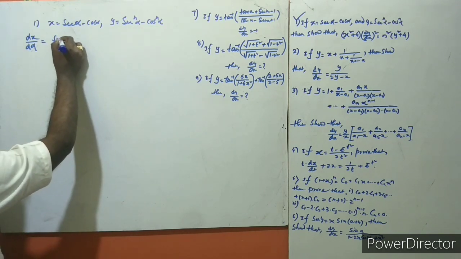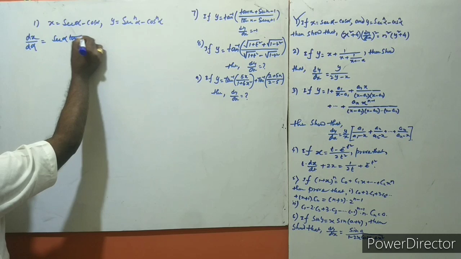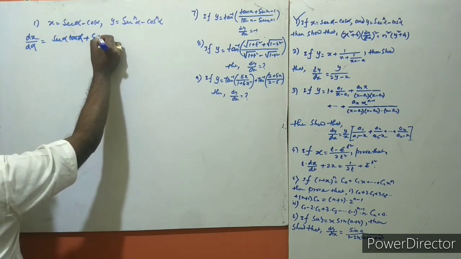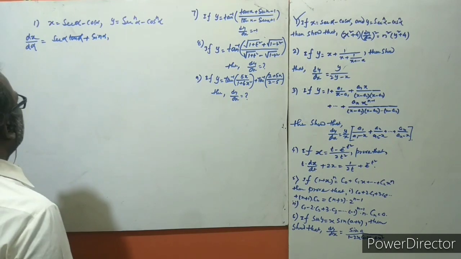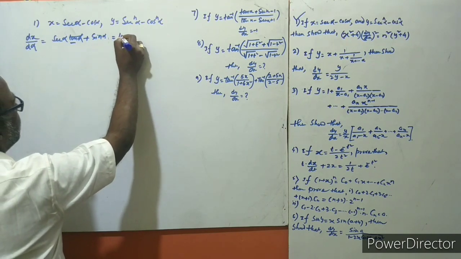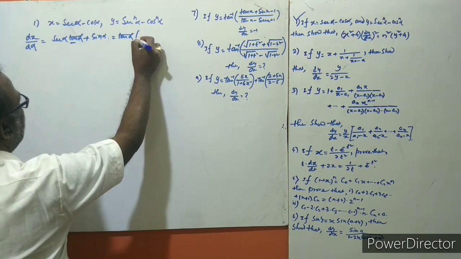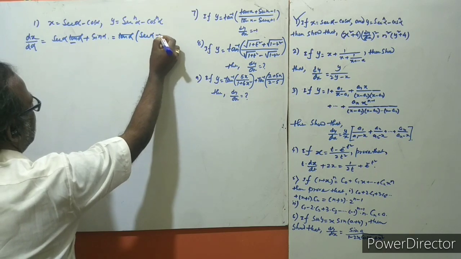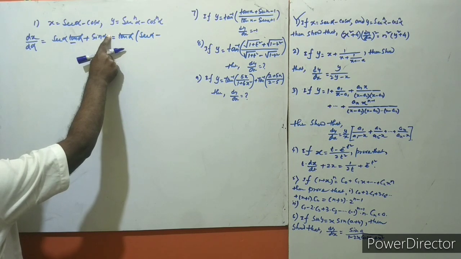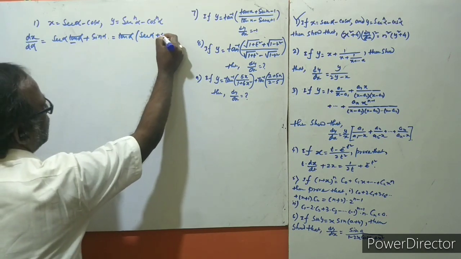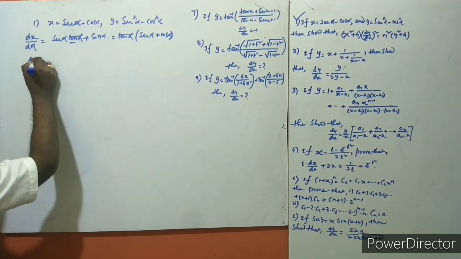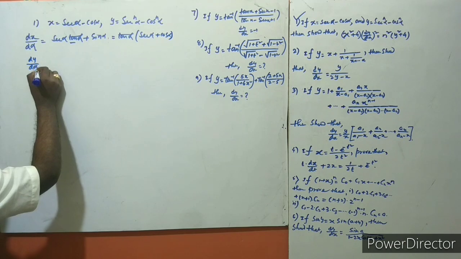This is sec alpha tan alpha minus sin alpha, and take a common tan alpha. See here, this is tan alpha, then here is sec alpha by cos alpha into cos alpha. We take common tan alpha, so this is cos alpha. Now differentiate y with respect to alpha.